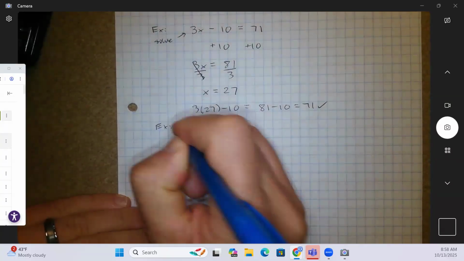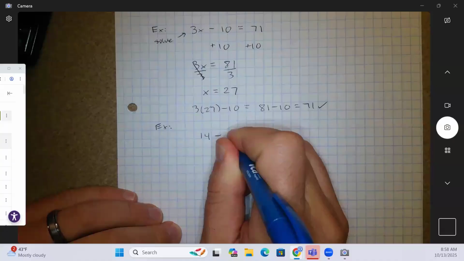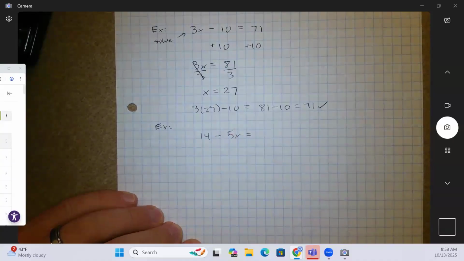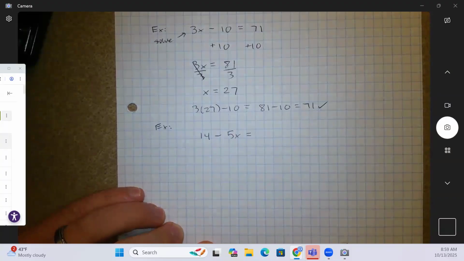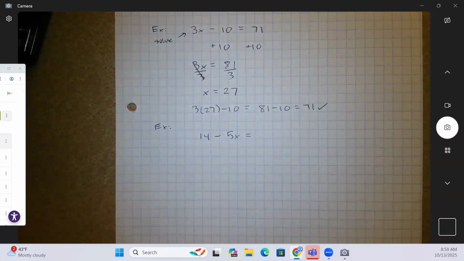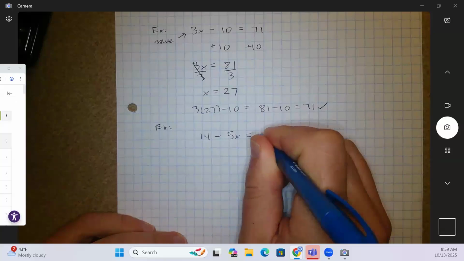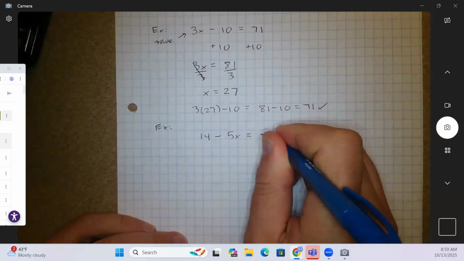Couple more examples. Let's do 14 minus 5x equals, I think I can do this. Okay, in order to do a decent question, I've got to do a little bit of work. Okay, negative 1. Yeah, that'll work.